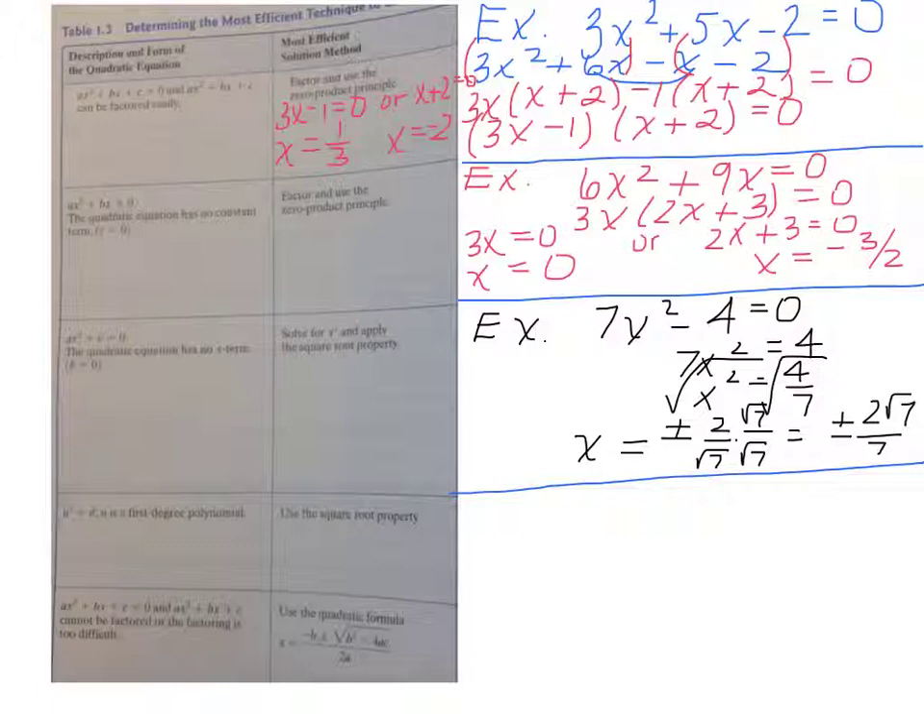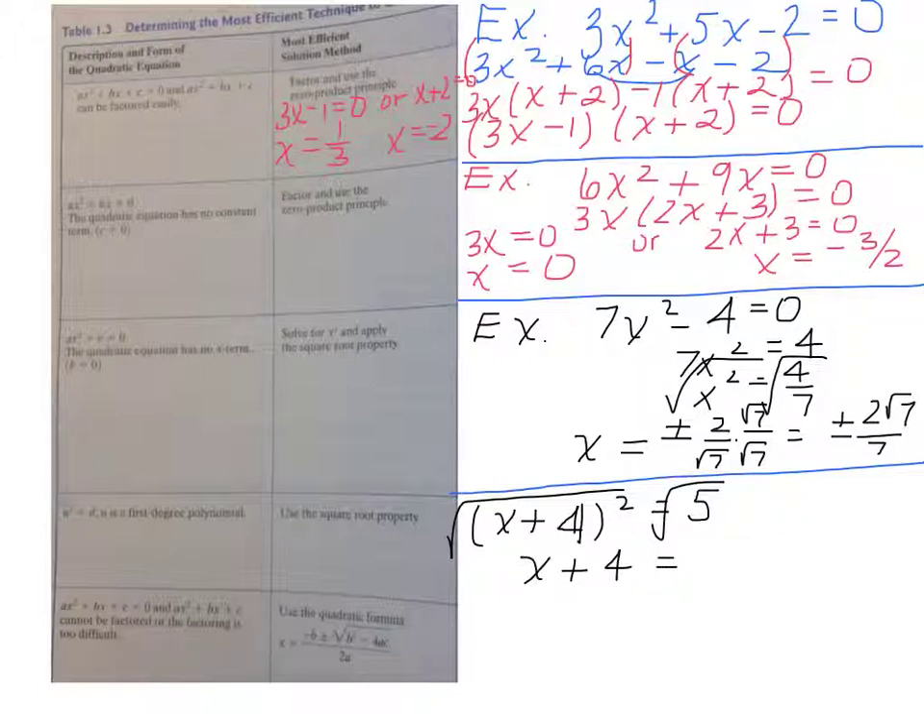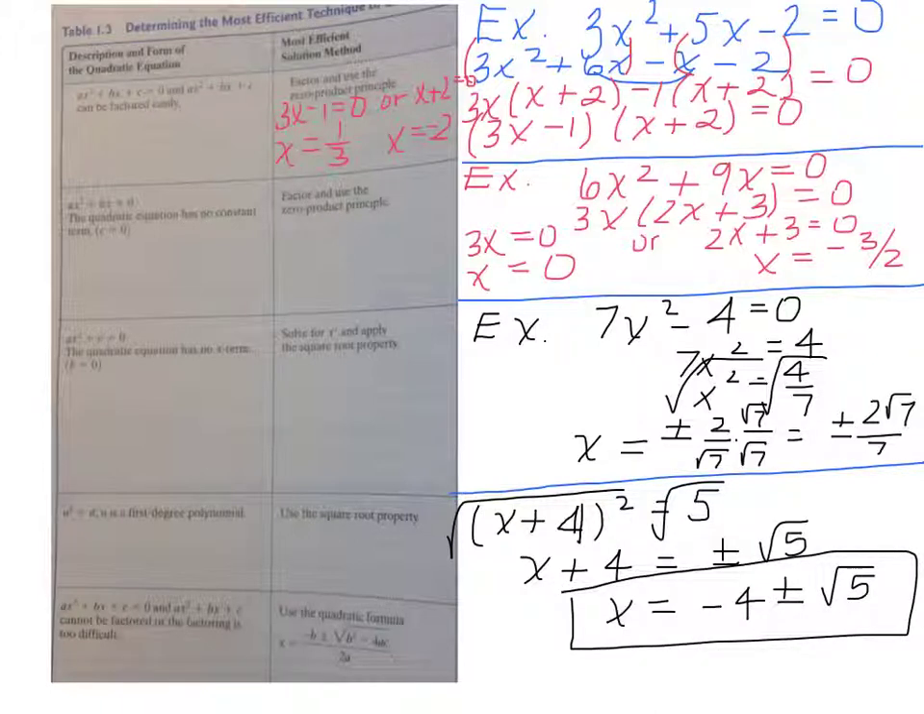And if you have a square, then you want to use the square root property. So if you have something like this, you don't want to FOIL, you want to square root both sides. So you'll get x plus 4 equals plus or minus square root of 5. Move the 4 over. And there you have it.